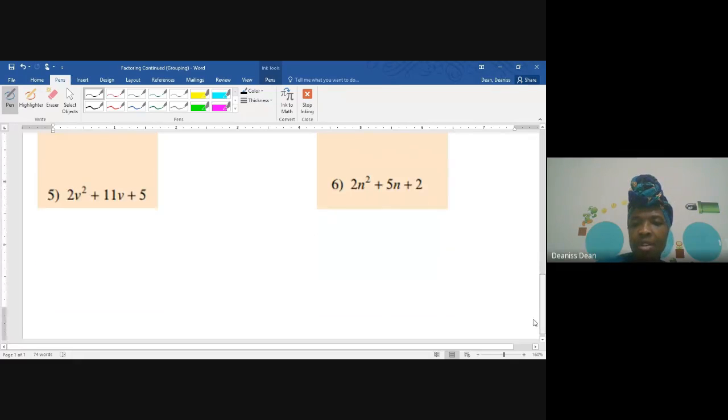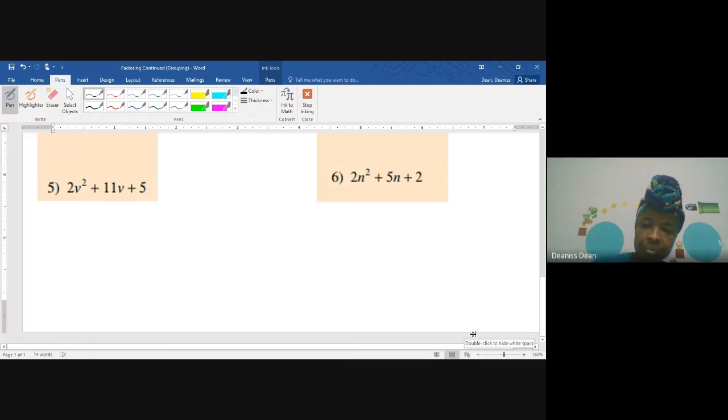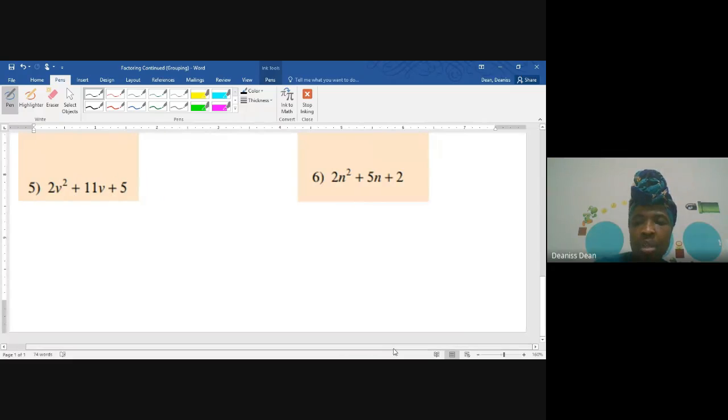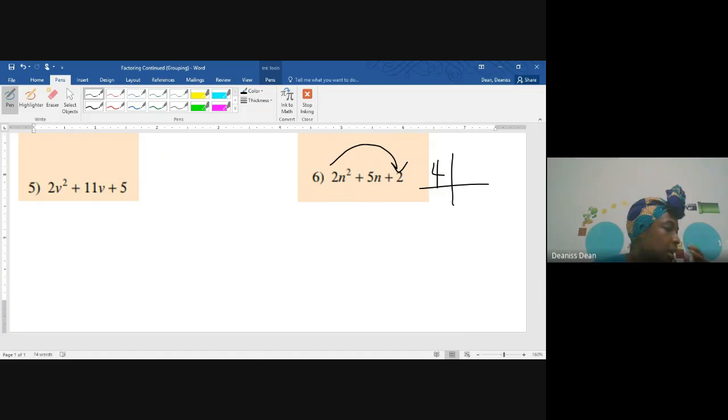Okay, I'm going to do number 6 down here, okay? So we got 2n squared plus 5n plus 2, okay? The same thing, multiply the first and last number together. So that's going to give me 4. So I'm looking for numbers that multiply to 4 and add together to give me 5. So what are factors of 4 that add to 5?